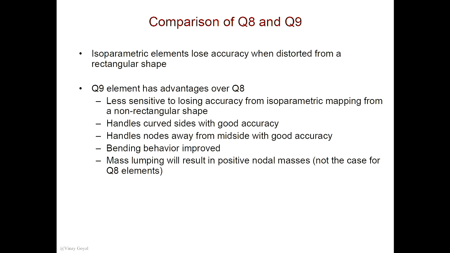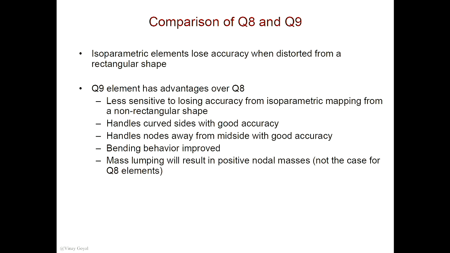Excellent. Let's compare the Q9 element to the Q8 element. Isoparametric elements do lose accuracy when you're going from a highly distorted element to a square element. The Q9 does have some advantages over the Q8 element. Q9 is less sensitive to that issue that I just discussed. It handles the curved edges much better. It handles the nodes being away from the mid-sides of the edges better. Bending is improved relative to the Q8.